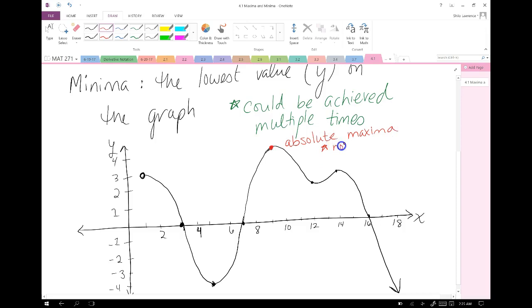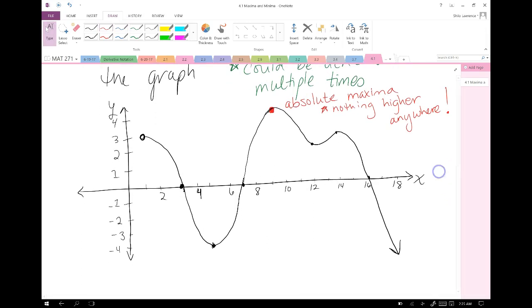And that is because there is nothing higher anywhere. And that is at 9, 4. Now, the absolute minima is kind of tricky.